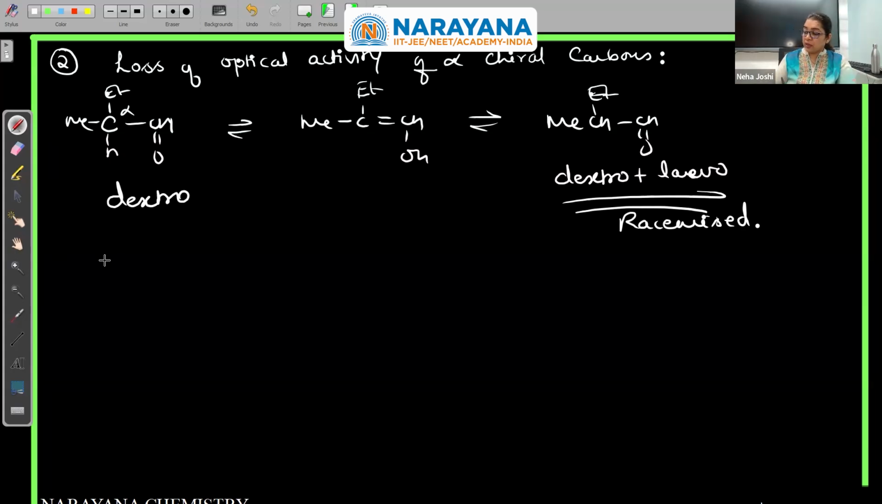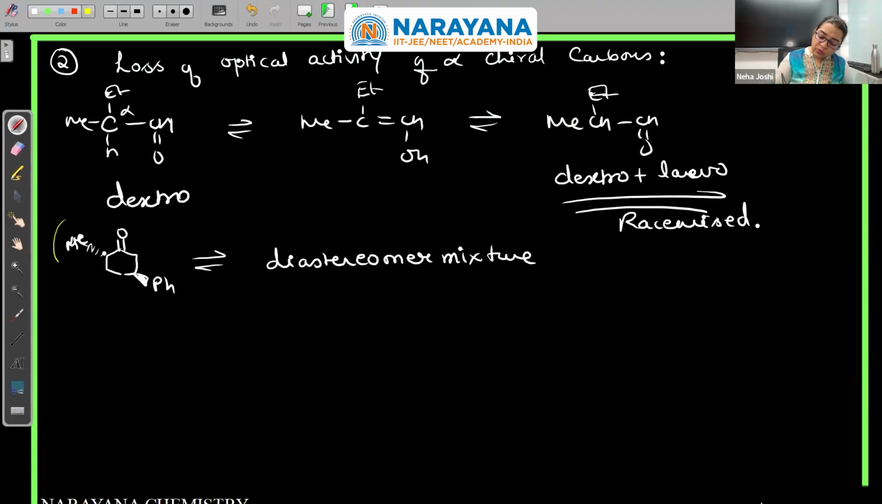Like for example, if I am given a compound with CO, Me and Ph, now they ask what will be the product? So I will not have a racemized product, I will have a diastereomer mixture, because this will change R and S, but this will remain fixed. So only alpha centers are the ones which lose their purity. Others do not. So taking that into consideration, you have to answer.